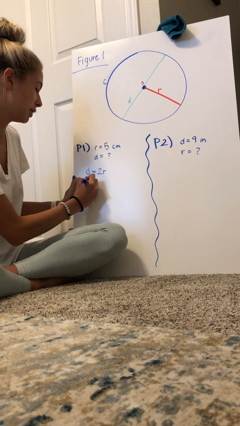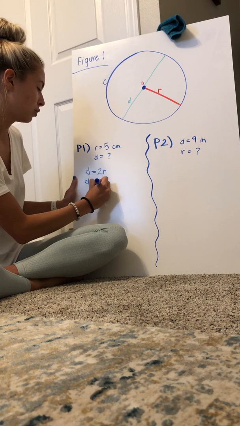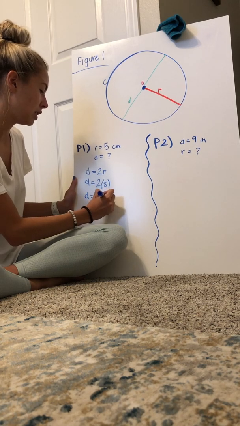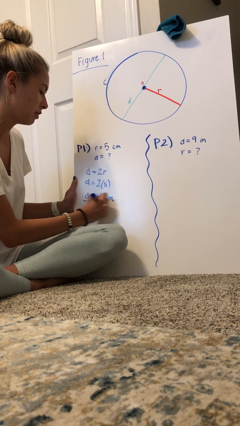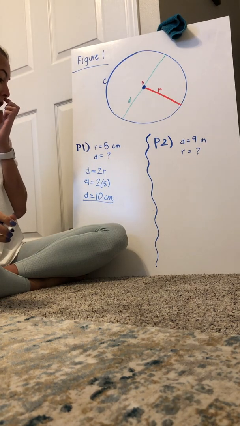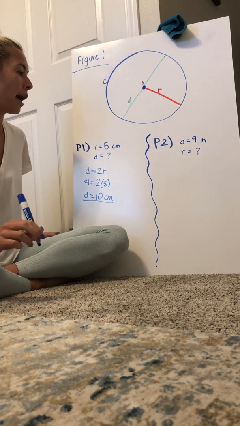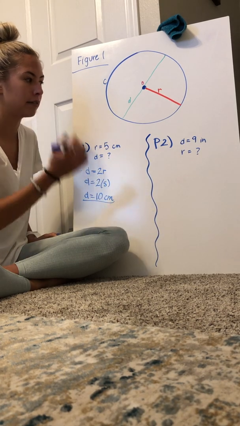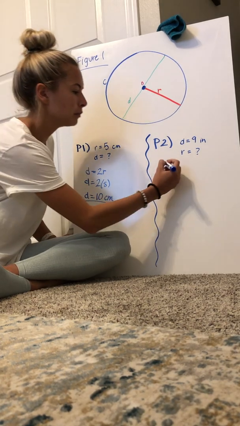And now we're just going to plug in some numbers. So d equals 2 times 5. So d equals 10. Our diameter of this specific circle is 10 centimeters. Now instead of finding the diameter, we're going to find the radius. So our new circle, we have a diameter of 9 inches.